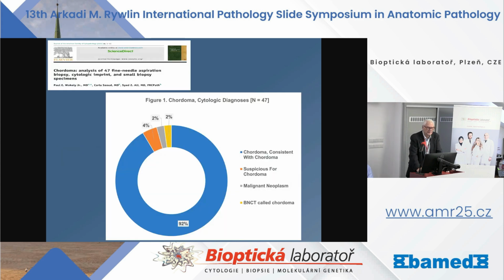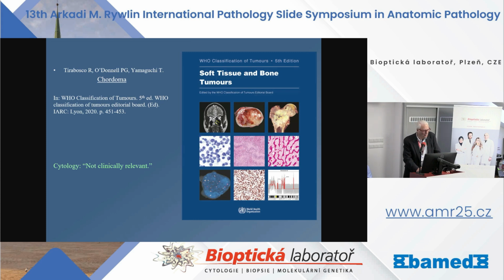We looked at our data, 47 cases of chordoma, again with Syed from Hopkins. We looked at our cases. 92% of our cases were correctly diagnosed using FNA alone with our cell blocks and immunostaining of either chordoma or consistent with chordoma. Another 4%, so you could take it up to 96% of cases were either called outright chordoma or suspicious for chordoma. One benign notochordal cell tumor, BNCT, was called a chordoma. And yet again, the WHO classification, chordoma, cytopathology, is not clinically relevant. Not true.